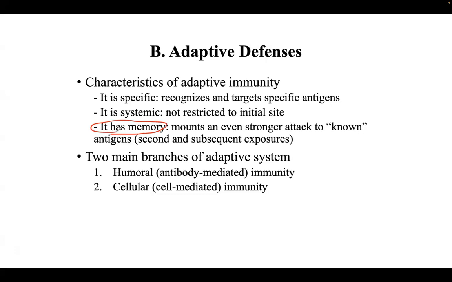It means it mounts an even stronger attack to a known antigen. What does it mean? Once it has identified that if the body has this kind of problem, then I need to trigger this particular pathway, it will remember that. If you have a second time exposure, then it will do that. That's exactly what vaccines actually do. Sometimes if you have taken any vaccine, you probably have seen, you get a little bit of fever, right?